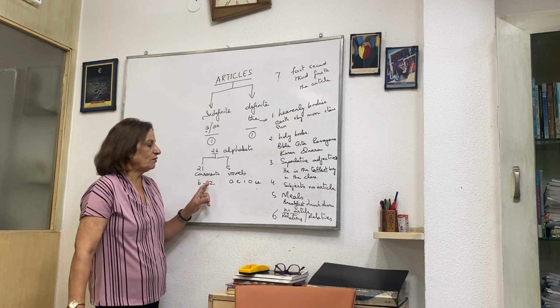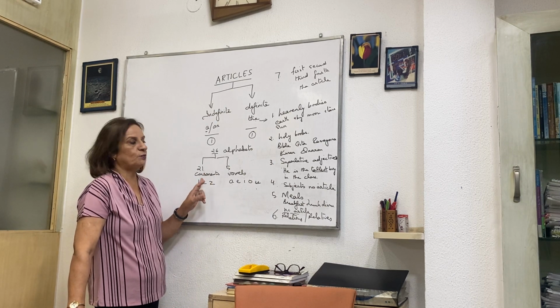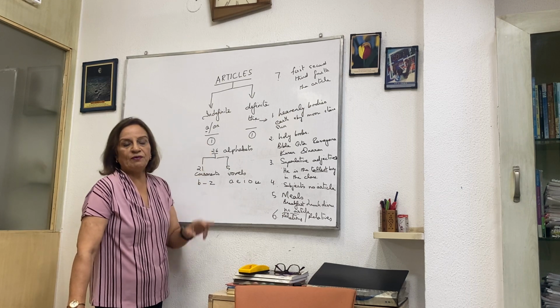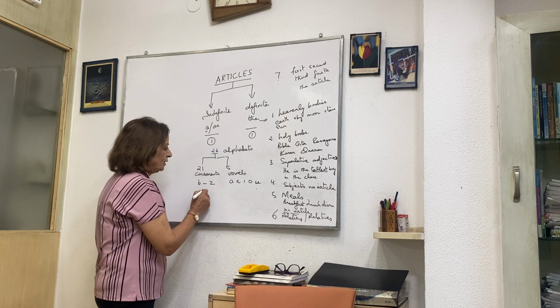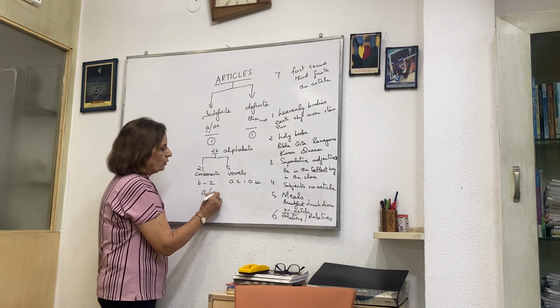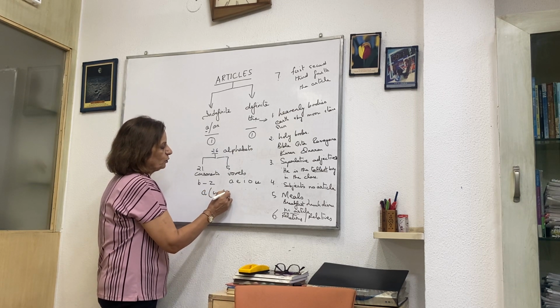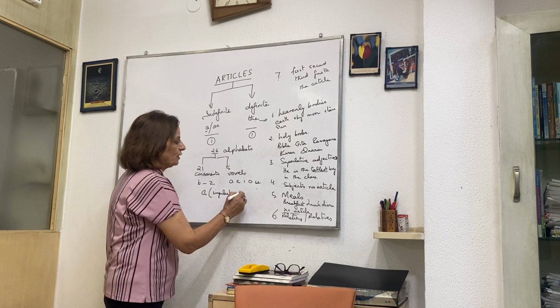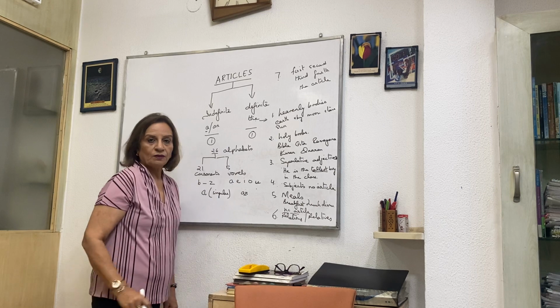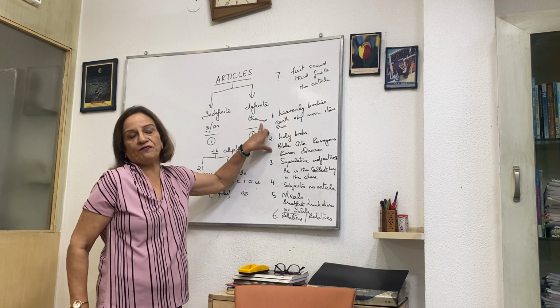Now, whenever we use the consonants, we use a with them. And when we pronounce it, it becomes a. And we use it always with singular. When it is plural, then we do not use a. And with vowels, we use an. Okay? And then I told you definite.